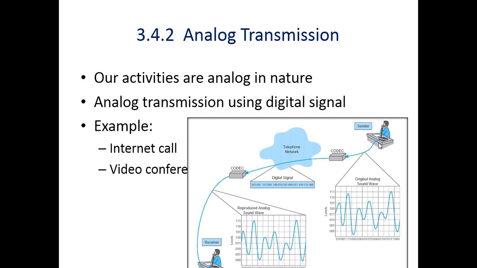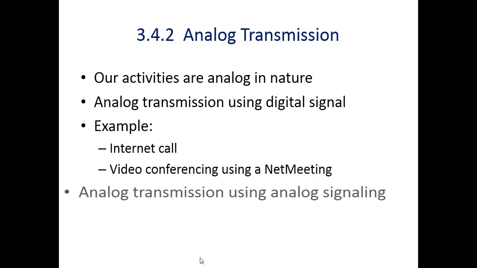The analog data is input by the user. The codec is the device which converts the analog data into digital data. So that is the digital signaling, and it is transmitted over a large distance. Then at the receiver side, there is again such a device, a codec, which converts the digital data into its equivalent analog waveform, and the receiver receives it in the correct form. Those are the examples.